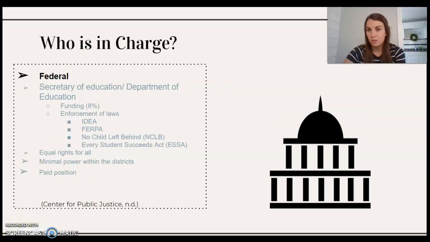And then who is in charge at the federal level? We do have the Secretary of Education and the Department of Education. The funding percent really is around 8%.